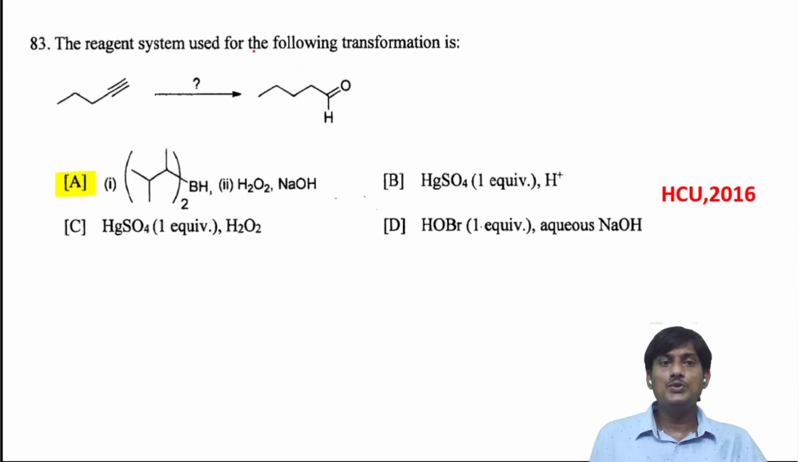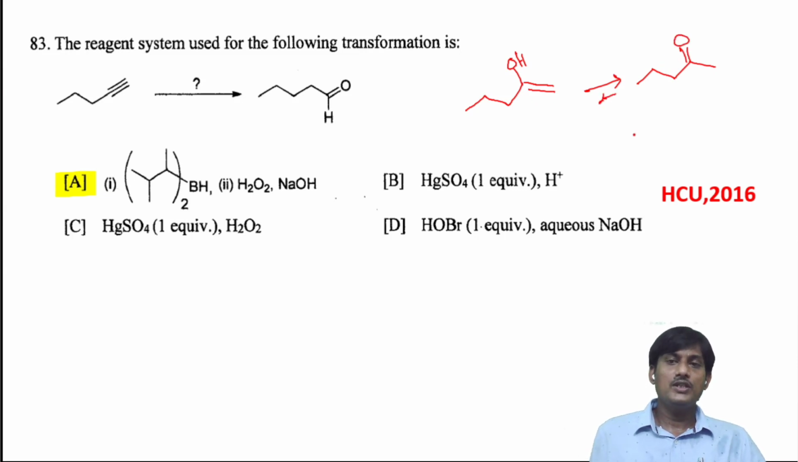The reagent system used for the following transformation: here a terminal alkyne we have to convert into aldehyde. Suppose we use HgSO4 and H plus. This converts terminal alkynes into, with addition of OH here and H there, a double bond. Here there is keto-enol tautomerism. This is converted into ketone.